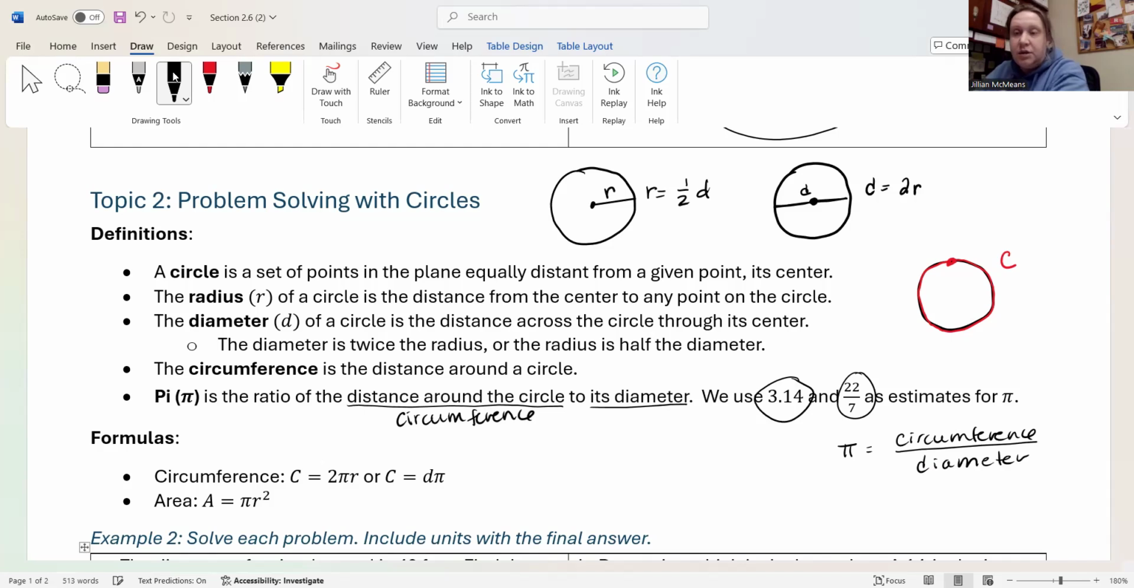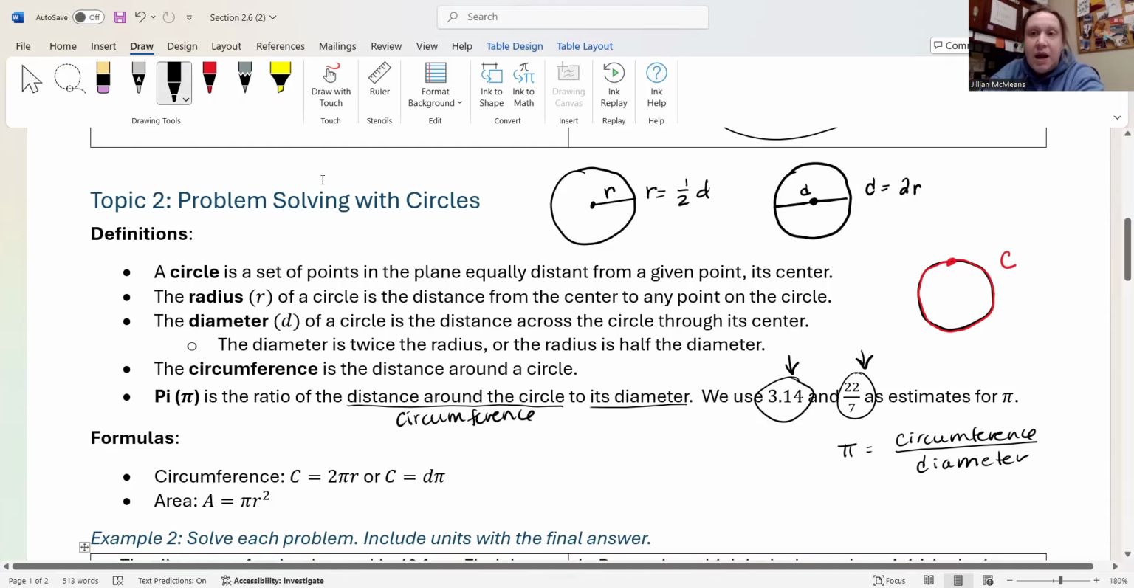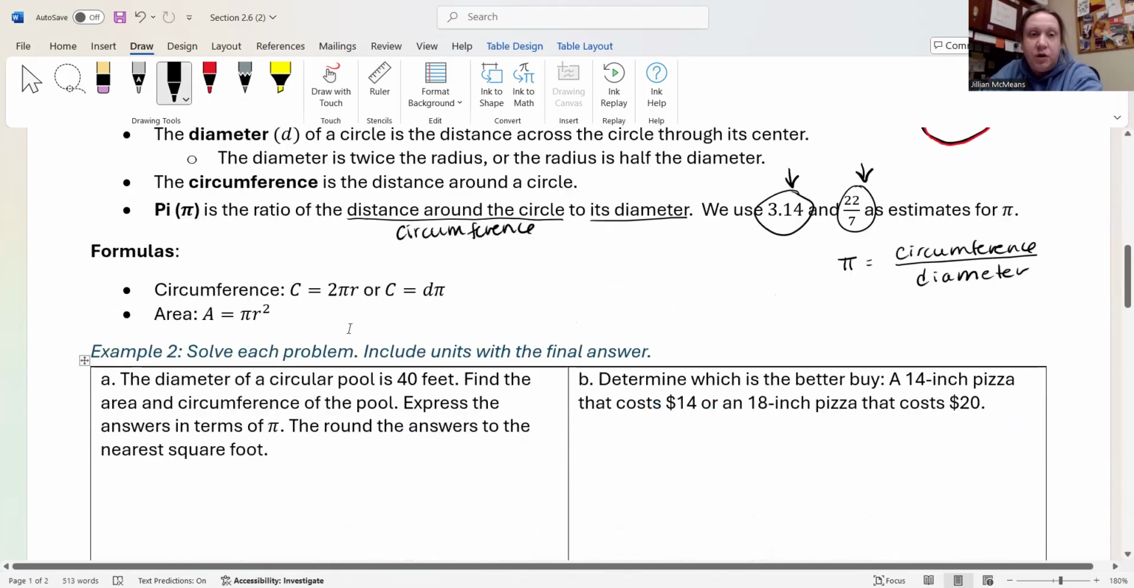You take any circle, it doesn't matter the size, you measure the circumference, you measure the diameter, and you divide the two, and you're always going to get approximately 3.14 or approximately 22/7. So again, pi is always circumference divided by diameter. Okay. Now, as far as the formulas go, we have 2 formulas.